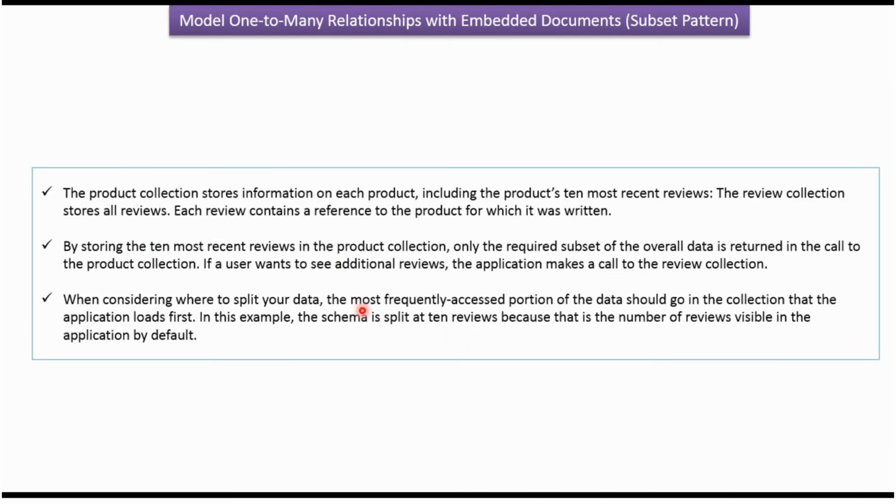In the subset pattern, when considering where to split your data, the most frequently accessed portion of the data should go in the collection that the application loads first. In the example we have seen, the schema is split at 10 reviews because when a user logs in, it will show product information and the top 10 reviews by default.